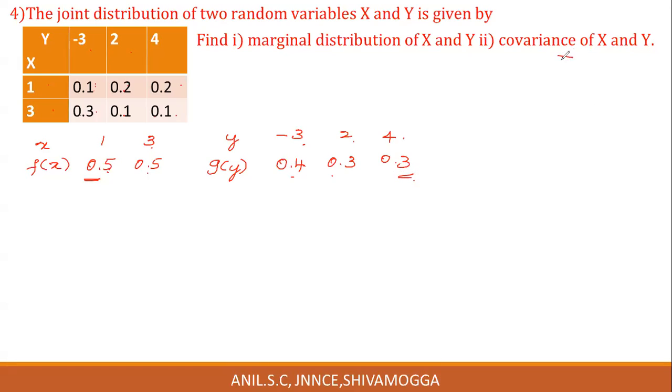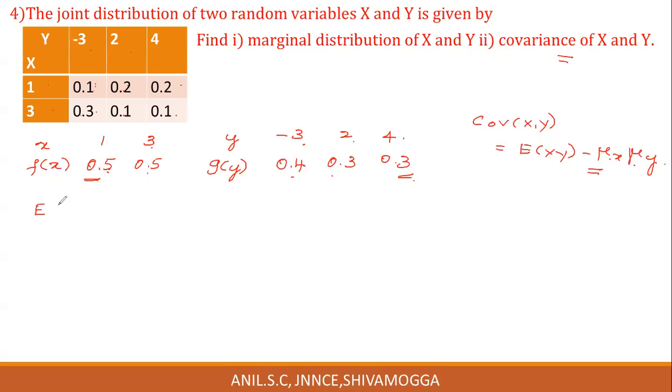Now we find a covariance of x and y. Covariance of the two random variables x and y is given by expectation of xy minus expectation of x, e of x or mu x into mu y. That means mu x is to be determined, mu y is to be determined, and e of xy is to be determined.